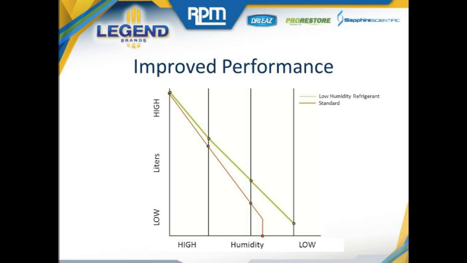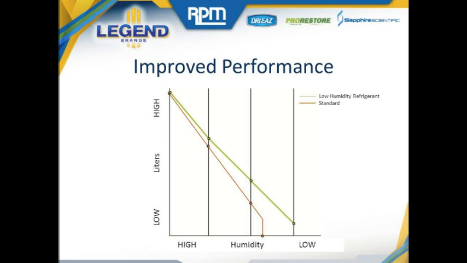Here we see a comparison between two similarly sized refrigerant dehumidifiers. In green, we see the performance of a low humidity refrigerant, and in orange, the performance of a standard refrigerant of the same size. The only difference between these two machines is the addition of the low humidity technology. At a high humidity, we see that performance is nearly identical. The only difference between these two machines would be the amount of power consumed.